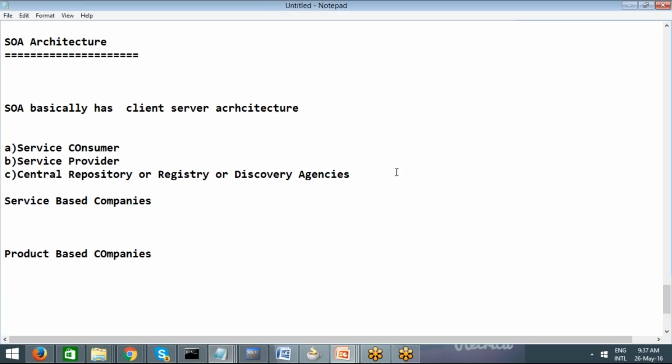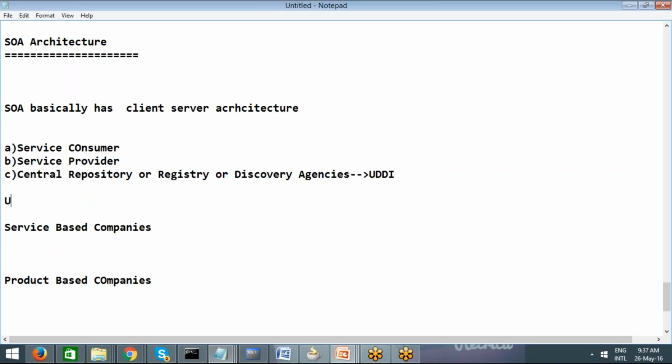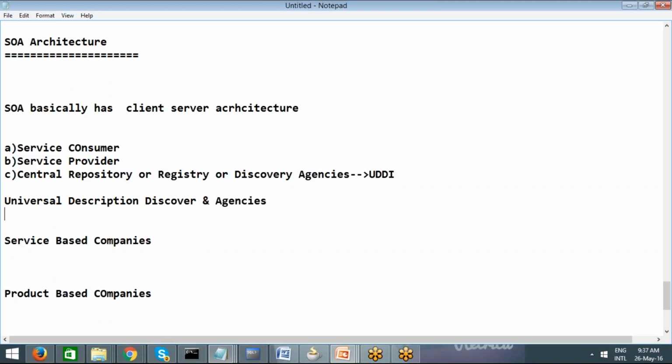An example of a central repository is UDDI, which stands for Universal Description, Discovery and Integration. Okay, this is one of the standard central repositories. This is not the only one, we have got multiple, but this is one of the standard ones where a service provider can publish the details about the service. When I say it publishes the details about the web service, it means it actually publishes the WSDL file. Now the task of the service provider is over.